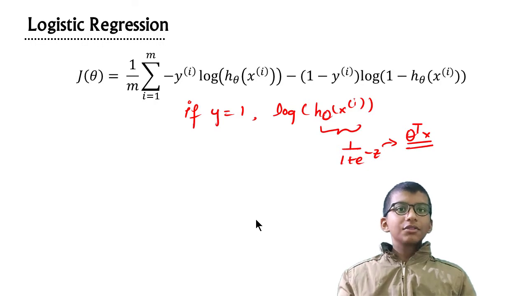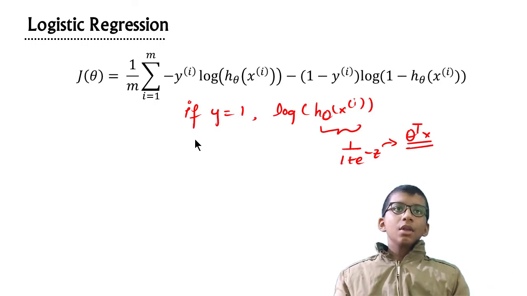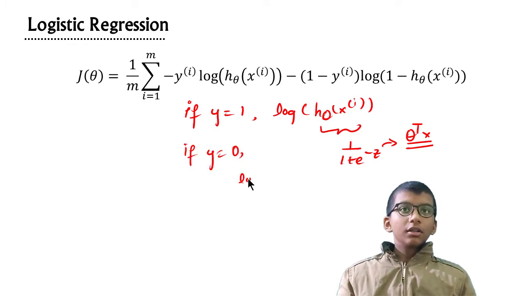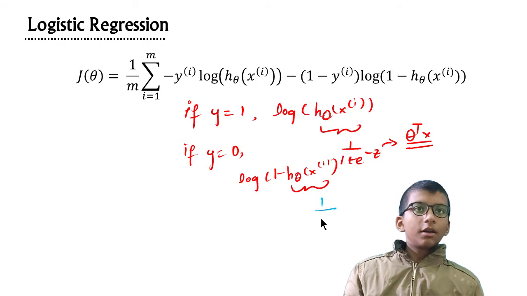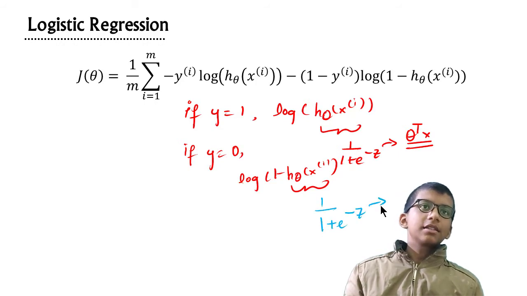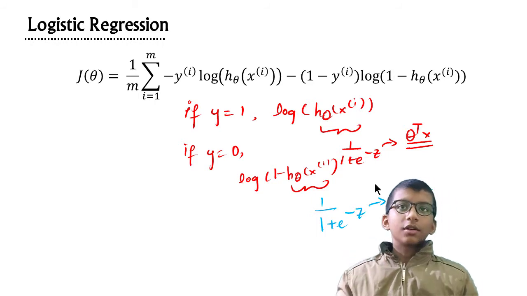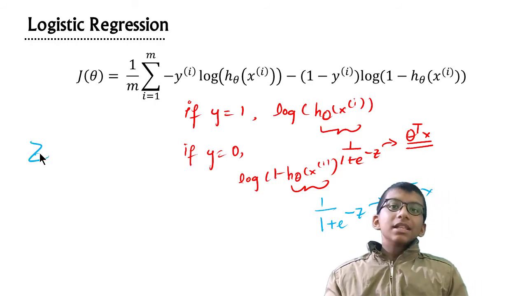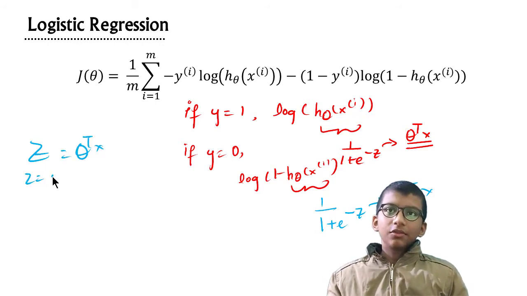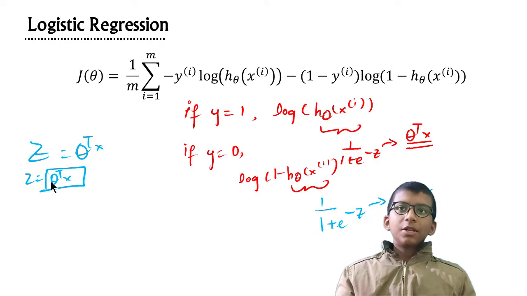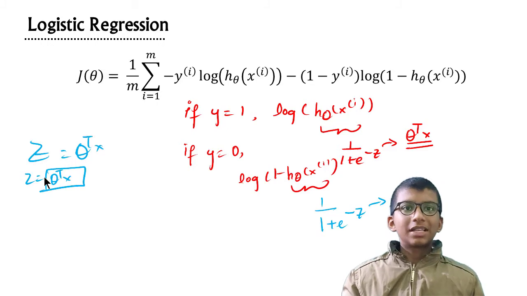I have just recapitulated this for you. Now if y equals 0, then we have the log of 1 minus h of x_i, and again this is our favorite 1 over 1 plus e to the minus z, where z is theta transpose x. Note that I usually denote z as theta transpose x, with a lowercase z.